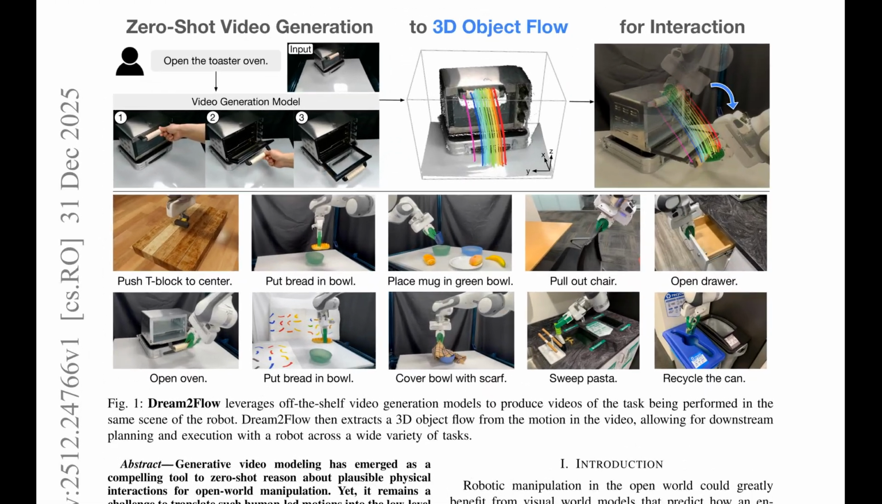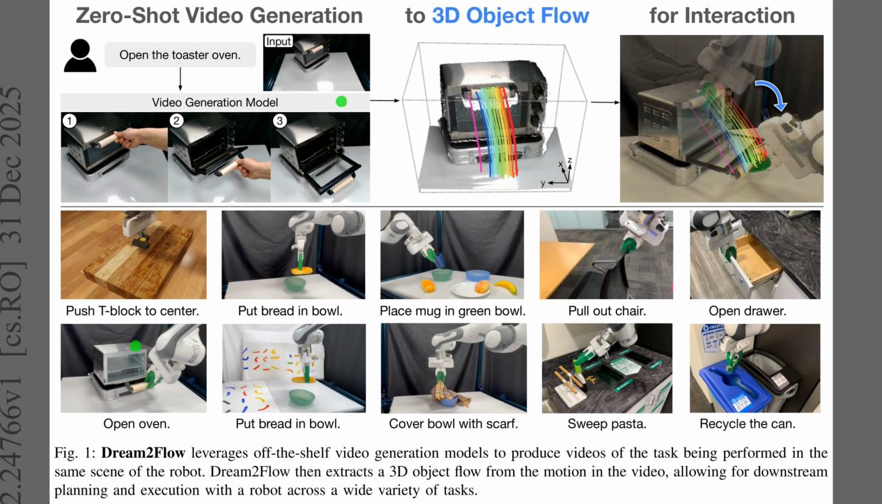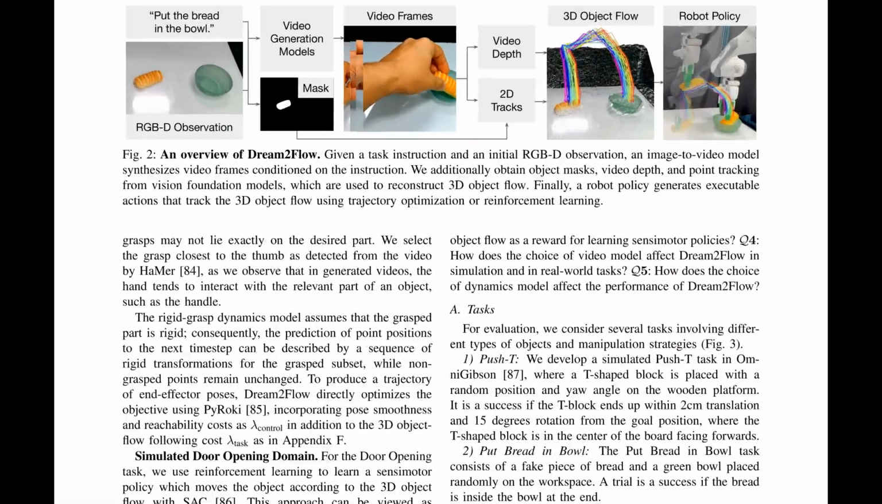Figure 1 illustrates the core pipeline. On the top left, the process starts with a text instruction and an initial image, which a video model uses to generate a clip of the task being performed, typically by a human hand. Next, the middle panel shows how the system extracts 3D object flow from this video, converting the visual motion into precise 3D trajectories, seen here as rainbow-colored lines. On the far right, the robot executes these trajectories to open the oven. Finally, the bottom rows highlight the versatility of this approach, demonstrating successful manipulation of rigid furniture, deformable cloth, and even granular pasta.